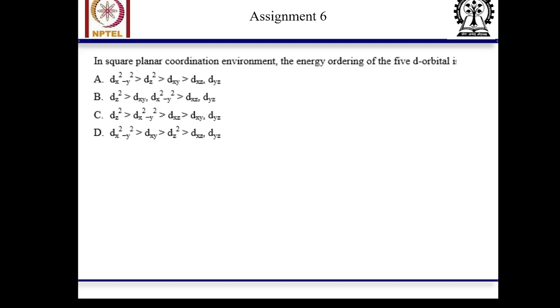The correct answer is D. Should I go ahead and show you how it comes, or have you got it already? I will briefly explain. This is the 5d orbital, with eg and t2g. Now what will happen if the two ligands along the z direction move away, basically z-out? dz square will get stabilized and dx square minus y square will be destabilized. Similarly, dyz and dzx, where the z component is there, will stabilize and dxy will again be destabilized.